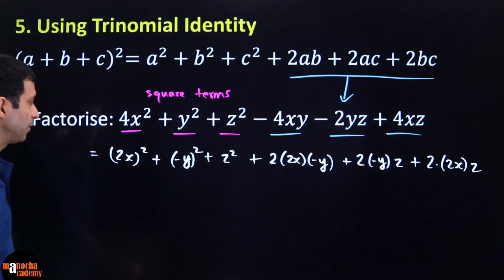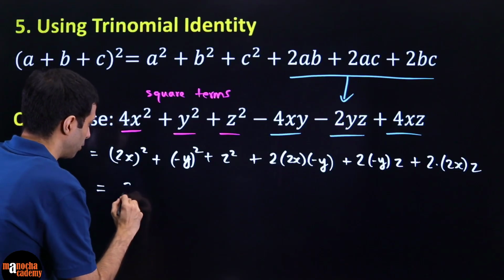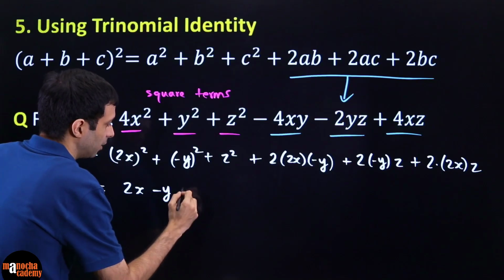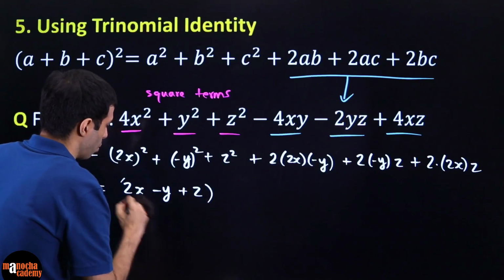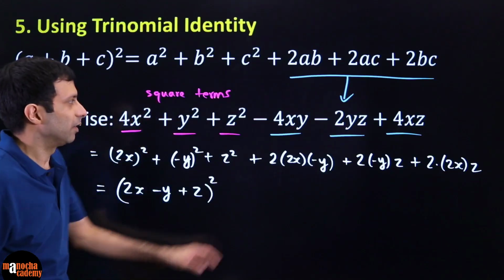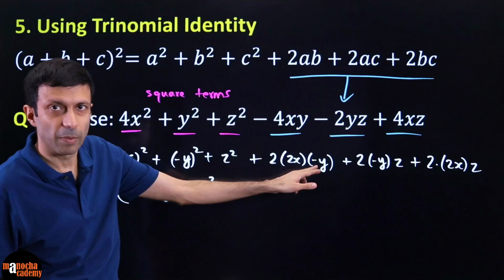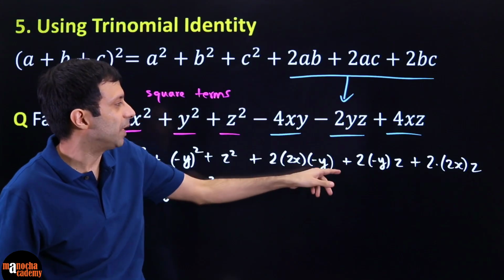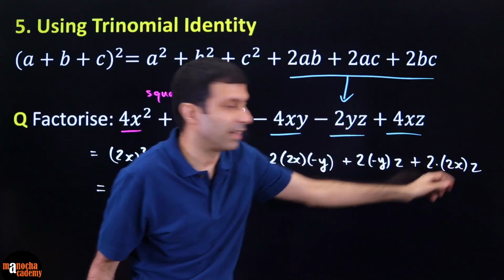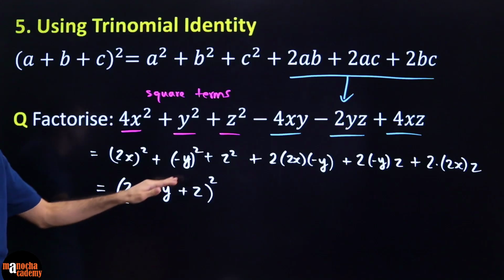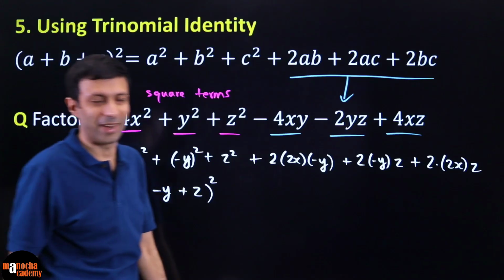So finally, what is the answer we are getting? We are basically going to get 2x plus the minus y, which is minus y, plus z whole squared. Because you can see there is a 2ab, there is a 2x times minus y, there is a minus y times z, so a bc term, and then a 2xz. So all the terms are matching. So this is 2x minus y plus z whole square.